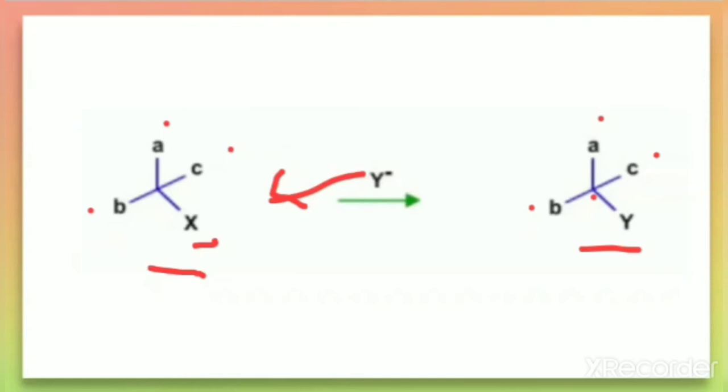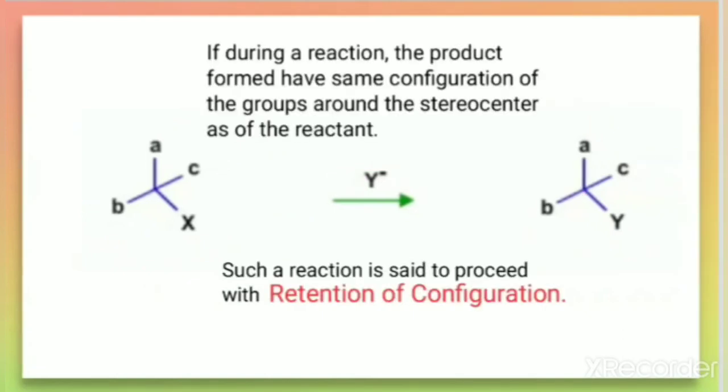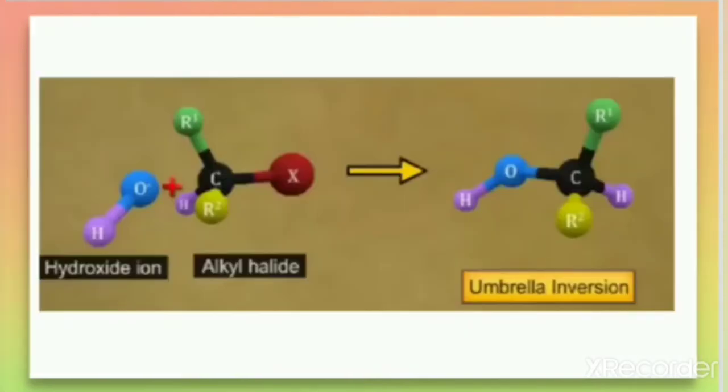When we define this, we define it in this way. If during a reaction the product formed has the same configuration of the groups around the stereo center as the reactant, such a reaction is said to proceed with retention of configuration. Let us take another case.